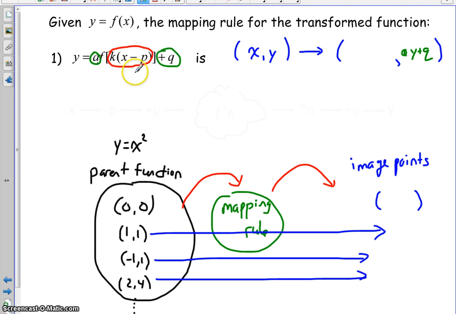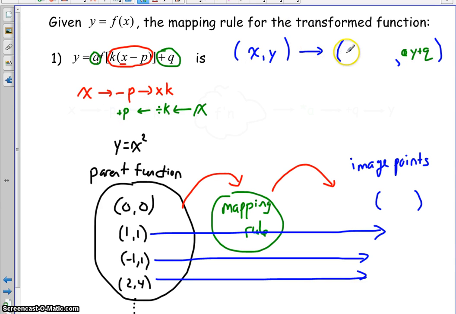Well, let's start by seeing what's happening to x first inside the function. So we start off with x, and the first thing that happens to it is that p is subtracted from it. So we go x minus p, and then we multiply by k. So in terms of our mapping rule, what we're going to have to do is do the inverse. So we're going to start with x. We're going to then first divide by k. So again, for inverse, we're reversing the order and reversing the operation that was done to x to build the equation in the first place. So we divide by k, and then we add p.